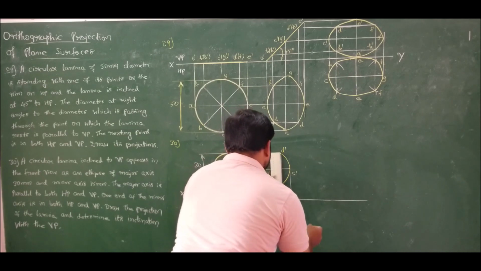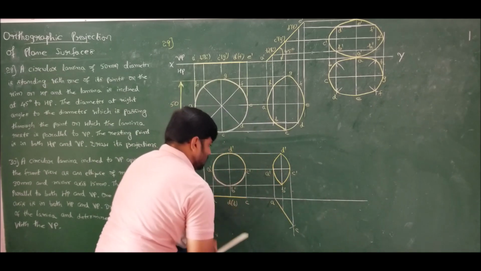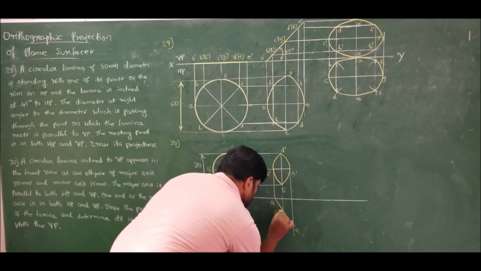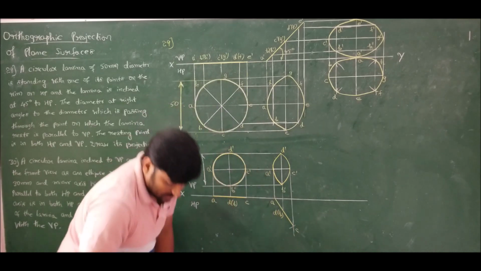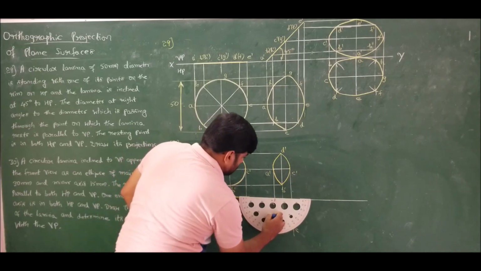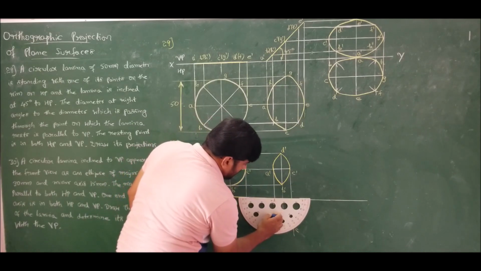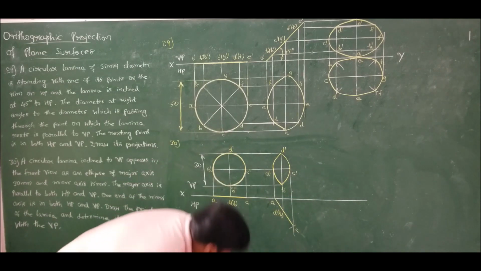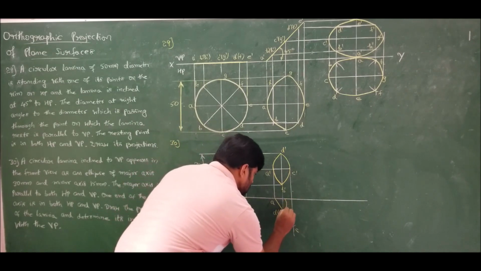Now projecting this gives us D and B. Now measure the angle, that is what he has asked. How much is it measuring? It is measuring exactly 60 degrees.